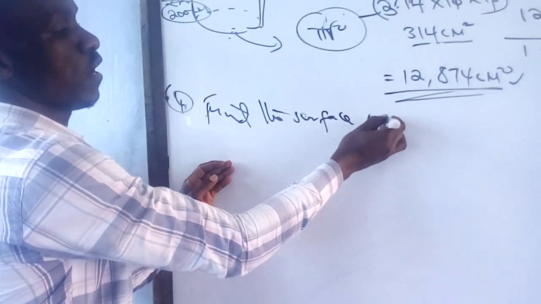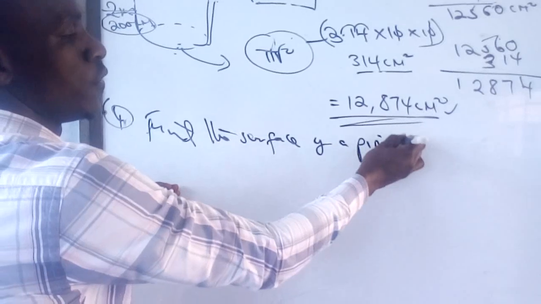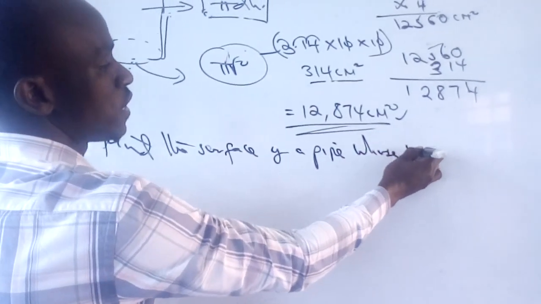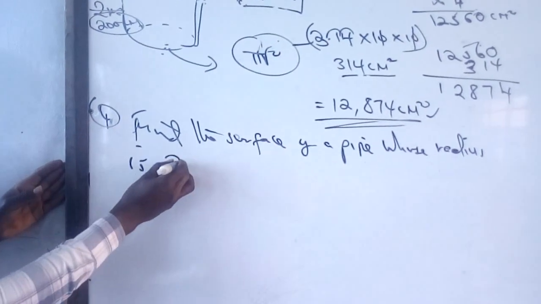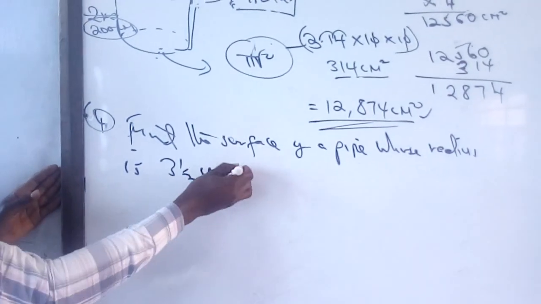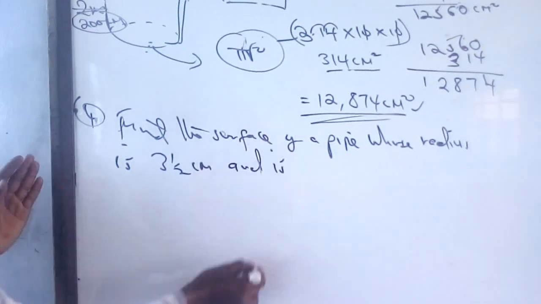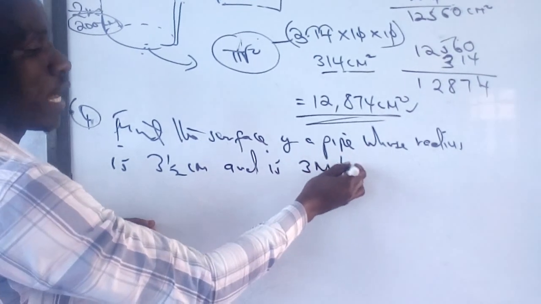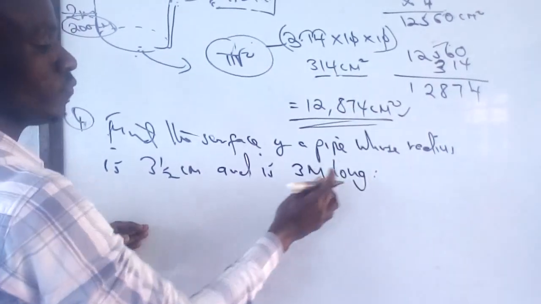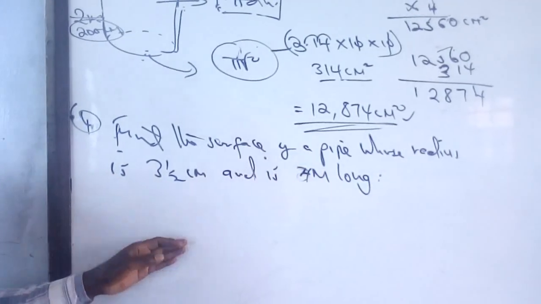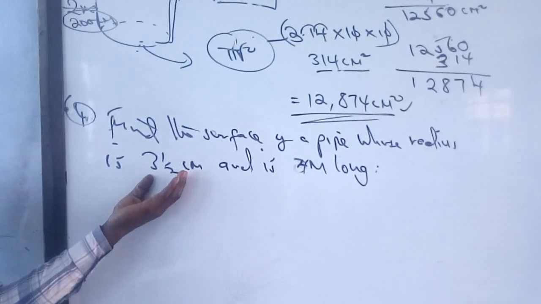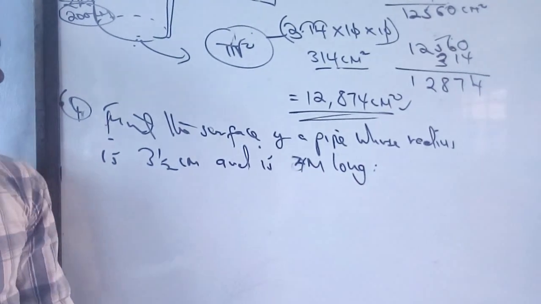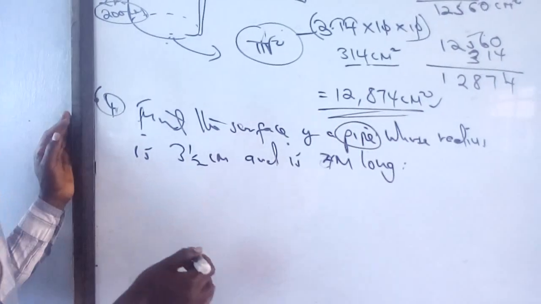Find the surface area of a pipe whose radius is 3.5 centimeters and is 3 meters long. Or we can say find the surface area of a pipe whose radius is 3.5 centimeters and is 4 meters long. So again, we looked at a pipe.